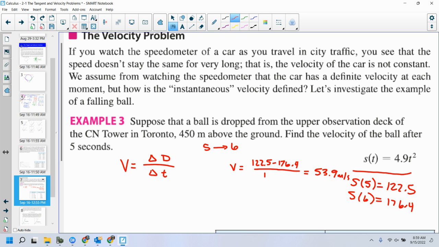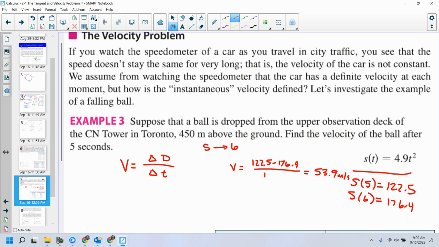Now, let me ask you this: is that accurate? Accuracy is kind of a relative word here. That's over the course of 1 second. Could I get more accurate than that if I really wanted to? Yeah. What would I want to choose instead of 6? 5.1. What if I wanted to get more accurate than that? 5.01. 5.001. If I continually make that number get closer and closer to 5, it will converge, just like the slope converged. It will converge toward the instantaneous velocity.